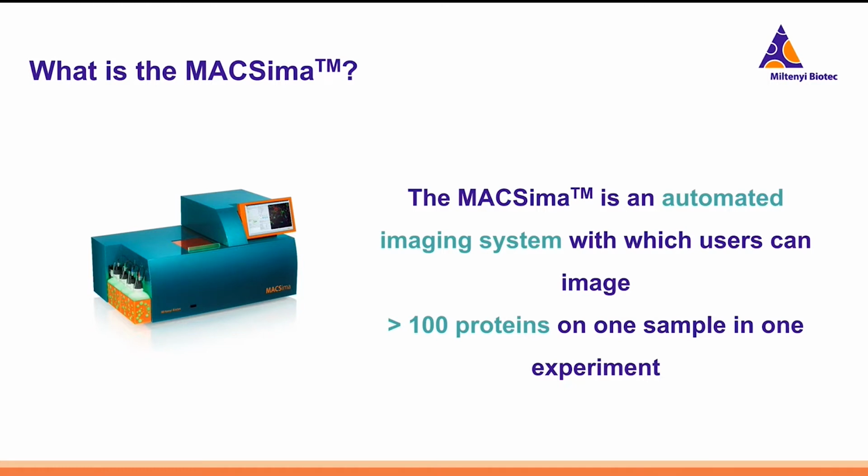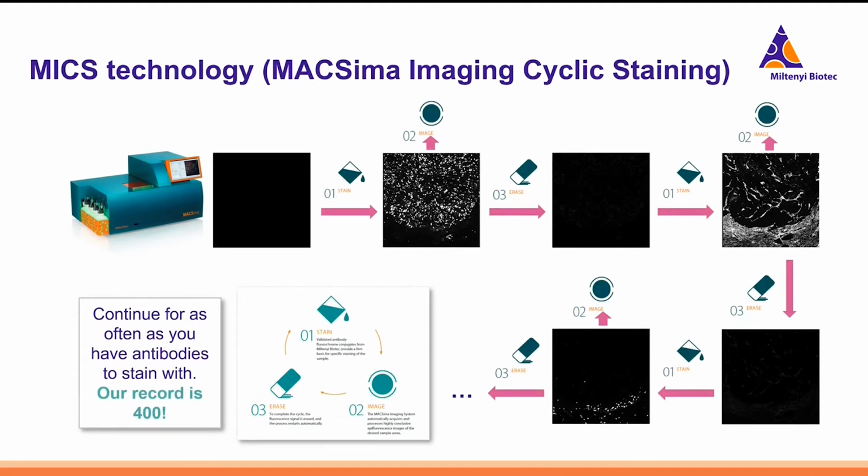Now, I will explain to you a bit how the technology works behind the MACSima. What happens is that we do basically cyclic staining in an automated manner. The machine will basically image your sample, stain it, and then erase the signal, and then do it again over and over again. And that way we can have on one sample hundreds of markers. And so far we have not seen the end of it. We do not know how many markers can be added in one sample. Our current record was actually 400 antibodies.